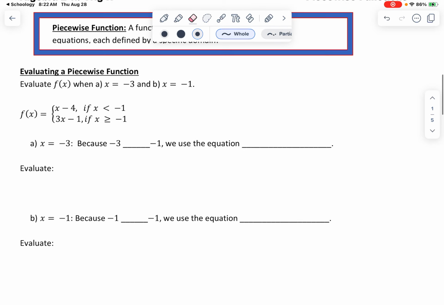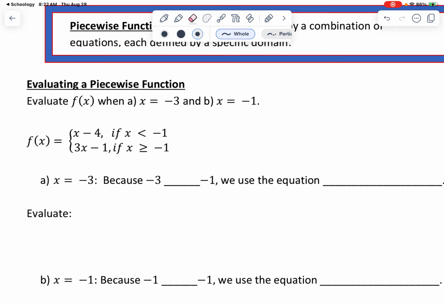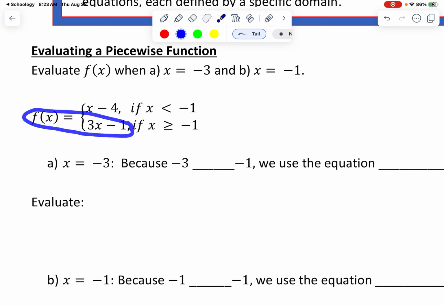Before we graph, let's go ahead and evaluate a piecewise function. So here's our piecewise function. f of x equals, and then we have this piece. Oops, that's an eraser. We have this piece right here. f of x equals x minus 4, and then we have f of x equals 3x minus 1. So this says evaluate f of x when x is -3, and then separately do x is -1.